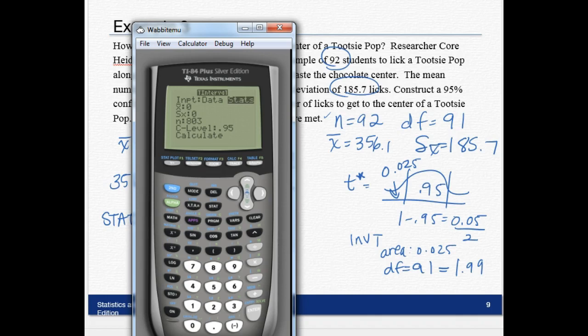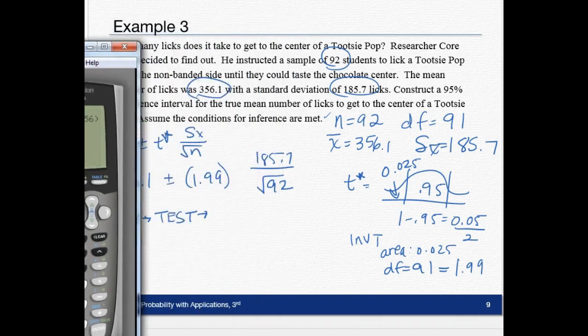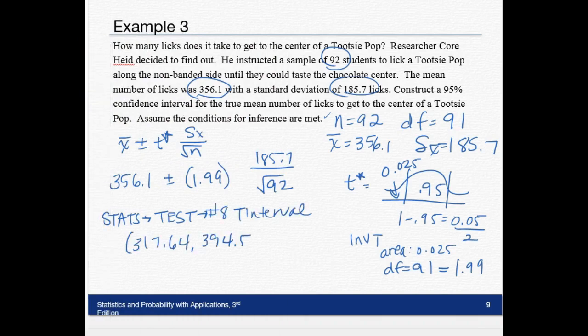So we're going to have to input what is the x bar in the problem, which was 356.1, and then s, the standard deviation, is 185.7, and then our n value, which was 92, and confidence level is 95%. Calculate. So there's my confidence interval right there. Okay, so I'm going to copy this.